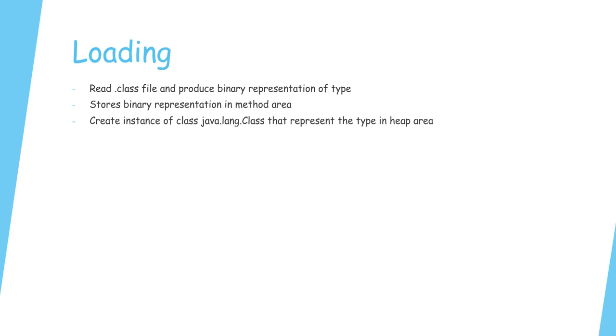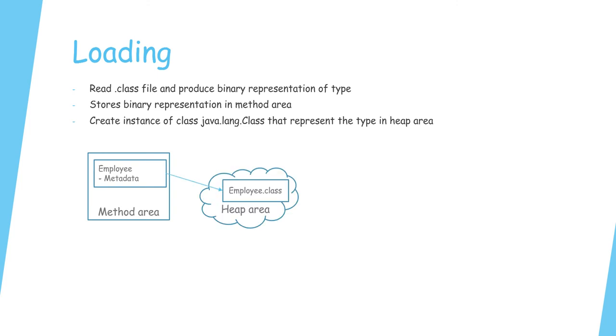If we have to see it graphically, then it will look something like this. In the method area, we'll have this employee representation or the binary representation, and we will have this employee.class created in the heap area. This class instance is an end product of the loading step, and it serves as an interface between the program and the internal data structure. To access the information about the type that is stored in the internal data structure, the program invokes method on the class instance of the type. There are three different types of class loader in the loading phase.